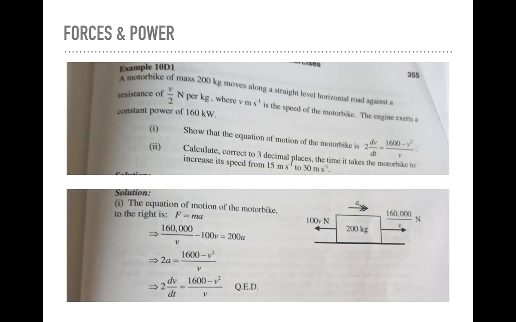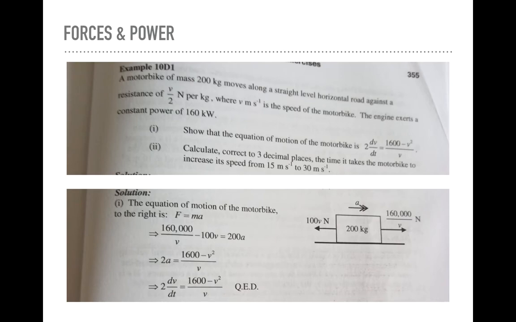Now just with the question 4, we drew a diagram of this. The engine exerts a power, so that's a driving force is what we're looking at. And if you look at the diagram on the right hand side, it's the 160 kilowatts, so 160,000, but we've divided by V to give us the driving force. The resistive force, then I've explained that already, it's V over 2 newtons per kg, but there's 200 kg, so 200V over 2 is 100V resistive force. And then the acceleration is obviously going to the right, because we're told that the thing accelerates.